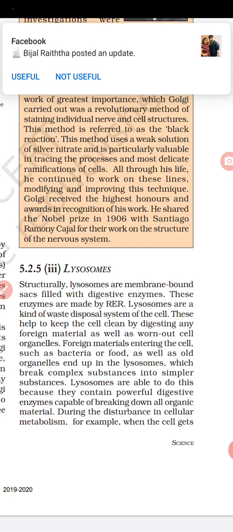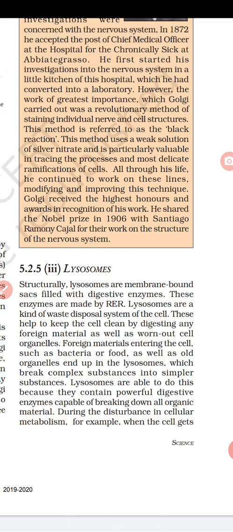So this is the next organelle we have studied, that is the lysosomes. The first was the Golgi apparatus and the second was the lysosome.